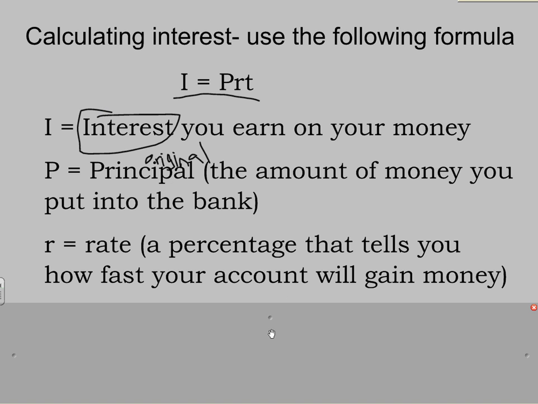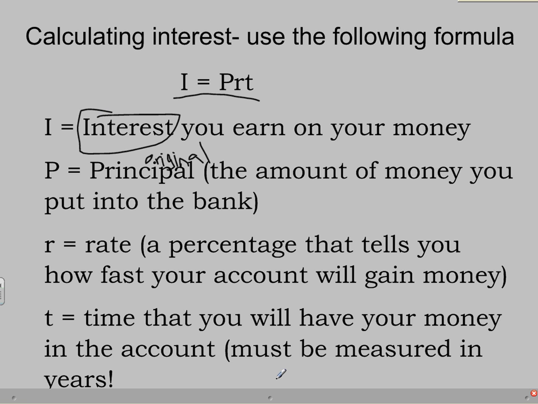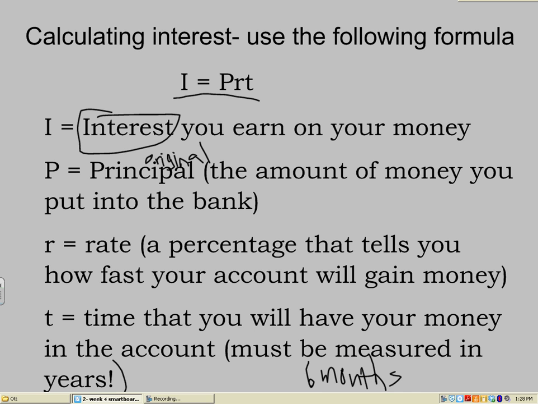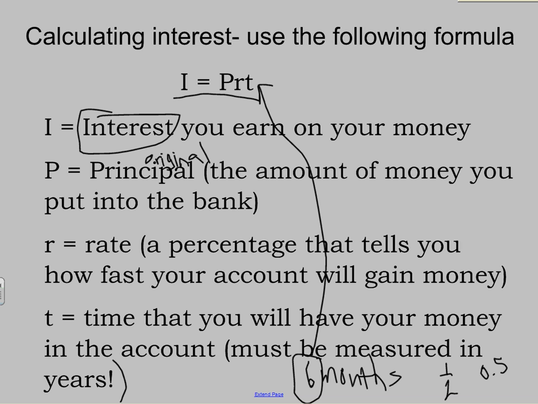Okay? And the last thing is time. That's the amount of time that you plan on keeping your money in the bank. So after a year or 2 years or 10 years, one important thing to know is that time in this formula must always be measured in years. If they give you something like 6 months in a problem, you have to record that as 1/2 of a year, or 0.5. Because you can't put in 6 because the formula assumes that it is in years and not in months. All right, so let's get that all written down.